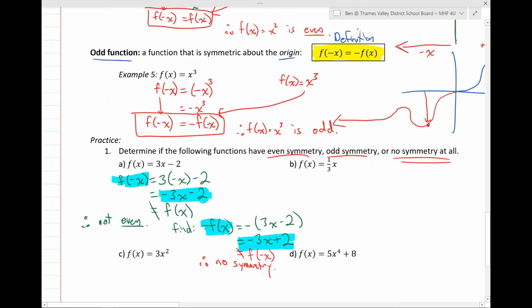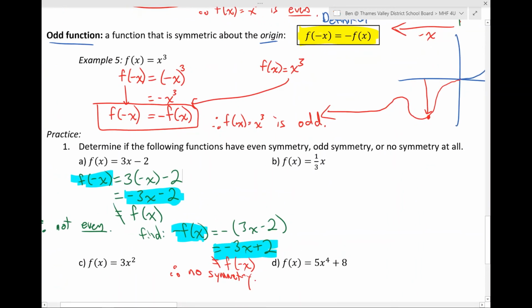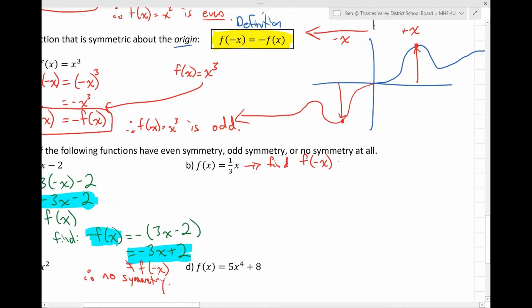Good, and then we'll work with B here. We'll check the symmetry for this function. Again, it's a linear function. So we'll find f of negative x. f of negative x equals 1 over 3 times negative x, and if I simplify that, that's negative 1 over 3x.